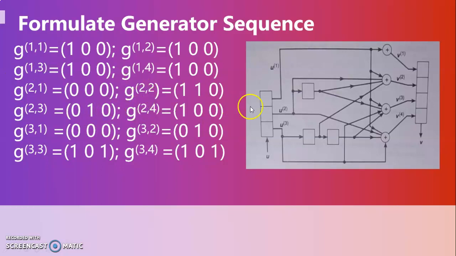G24, see, this is 2 and this is 4. So there is a direct link between 2 and 4 and no other link is present. Therefore, G24 is 100. Likewise, you can calculate the other values of the generator sequence, that is G31, 32, 33 and 34. These are the values. You can check it by yourself, use the formula and write the sequences.